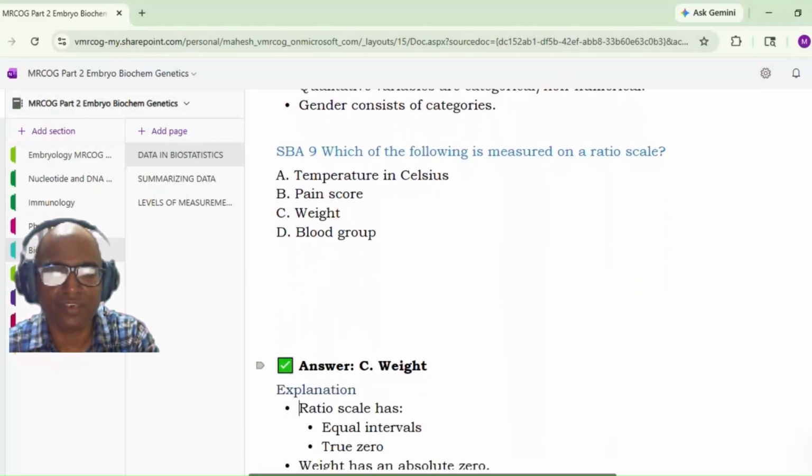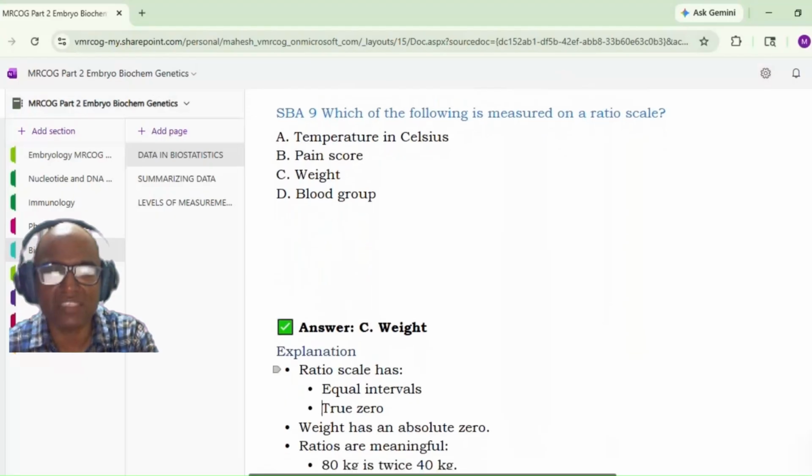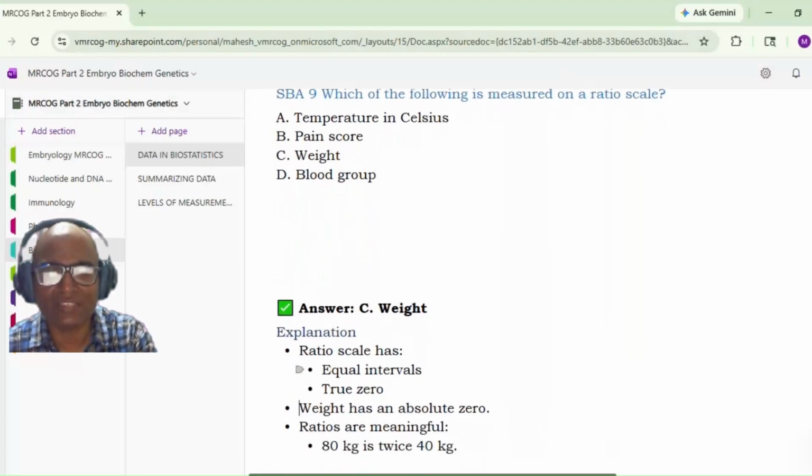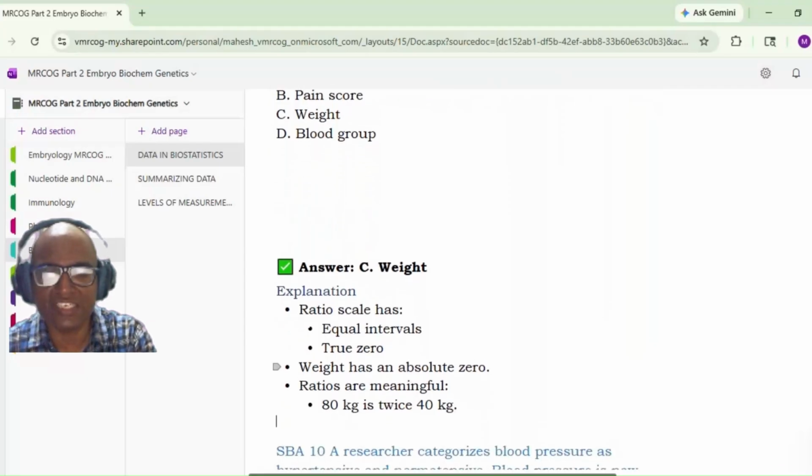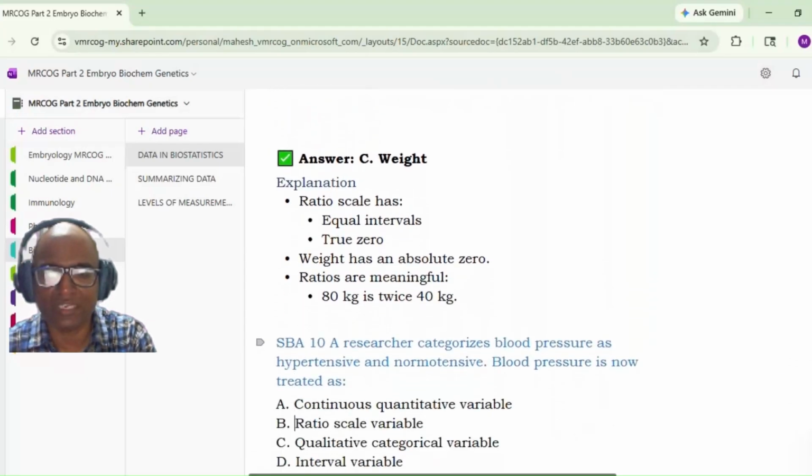So ratio scale has equal intervals. There is a true zero. Weight has an absolute zero. Ratios are meaningful, that is, 80 kg is 2 times 40 kg. Okay. Last.